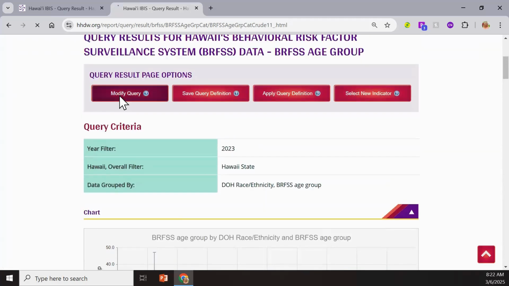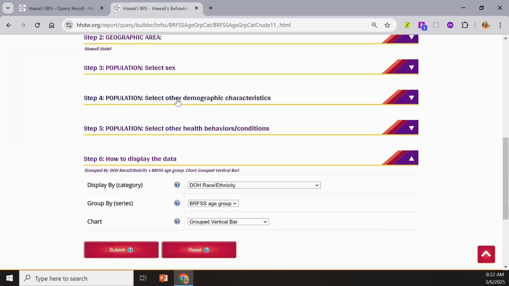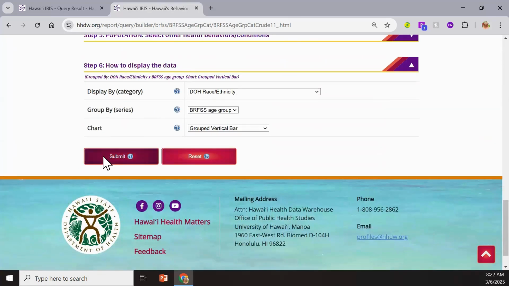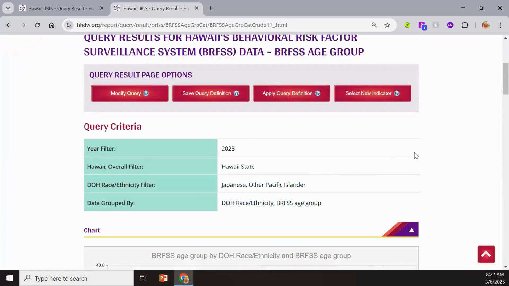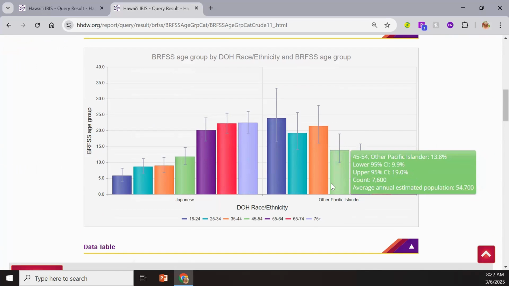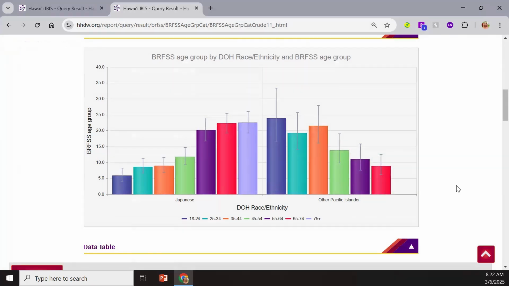What I'd like to do is limit this to Japanese and other Pacific Islander. So now let's take a look at the data. And here we can see that there's definitely a difference in the age distribution of our Japanese residents versus our Pacific Islander residents. So we can expect that there'll be changes in the age-adjusted versus the crude death rates.